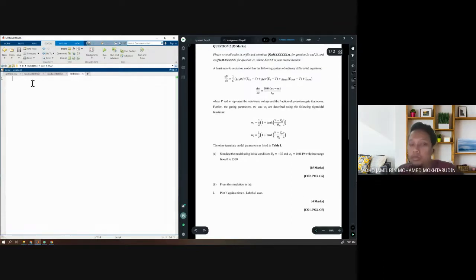So the first step is to write the ODE. We begin with writing the zeros, and then defining the ODE first.